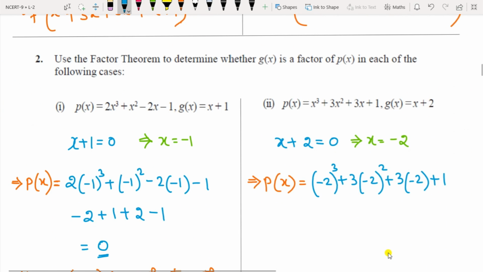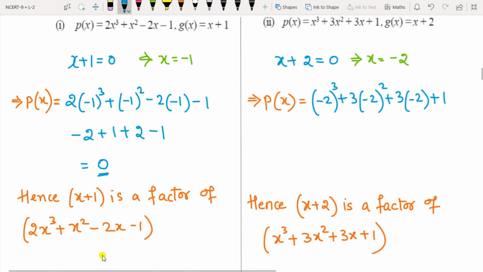Question 2 is similar to question 1 here. Use the factor theorem to determine whether gx is a factor of px in each of the following cases. So px is given and this is gx. It has named the divisor as gx here. So x plus 1 here, and therefore x will be minus 1. Substitute x equal to minus 1 in this px here. You are getting it as 0, and therefore x plus 1 is a factor of this px.